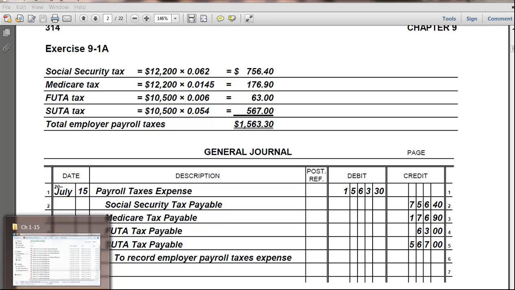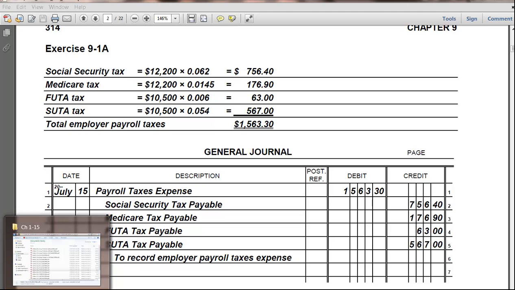So in your textbook for chapters 9-1A, we have Barney's Bagels payroll register, and it tells us that the total earnings for Barney's Bagels is $12,200. The total taxable earnings for unemployment compensation is $10,500, and the total taxable earnings of Social Security is $12,200. So what that's telling us is it's just giving us the balances of all employees. So we could have 5 employees or 10 employees, but however many we have, their total earnings were $12,200.